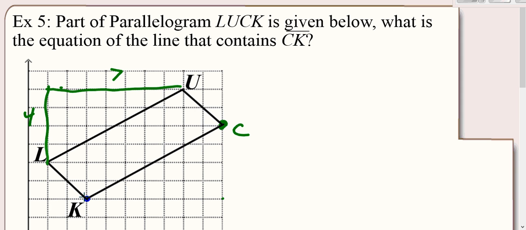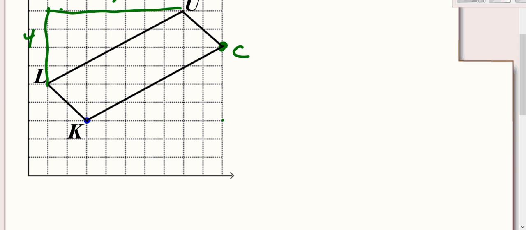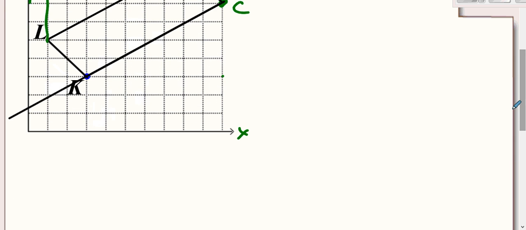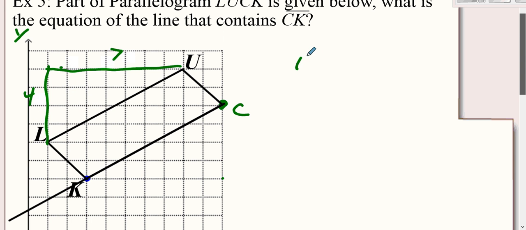So we can figure that all out. But if you look at the question, it doesn't say what are the coordinates of C. It says what's the equation of the line that contains C and K. So if you have it all graphed out nice and neat, you can extend it, but that doesn't have a very nice y-intercept. Here's your x and y-axis. It doesn't have a very good y-intercept, so it's probably not going to be a very good y equals mx plus b equation. But we do know the slope, and we do know a point that it passes through.